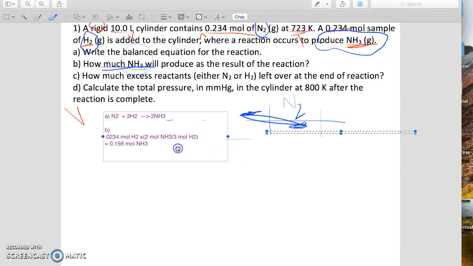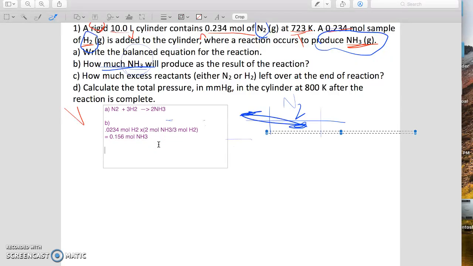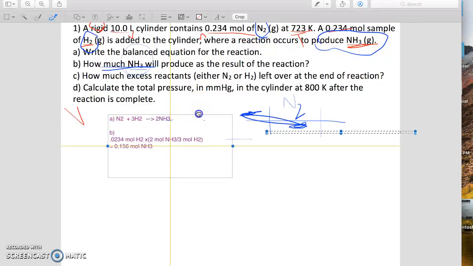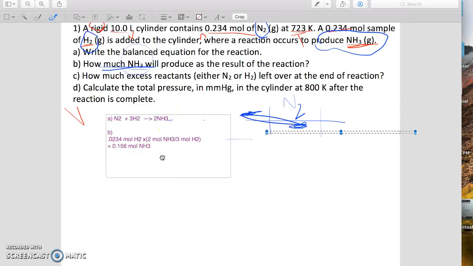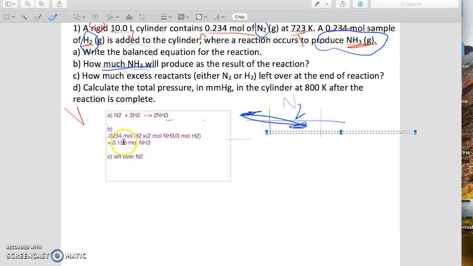Okay, so let's take a look at C then. What is C saying? C is saying how much excess reactant of either of these is left over. That's rather easy. We're looking for the leftover, so we can go backward. We know that the leftover is going to be N2, because H2 was my limiting reactant.